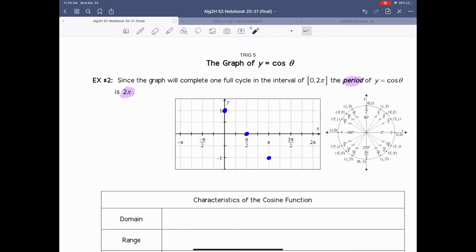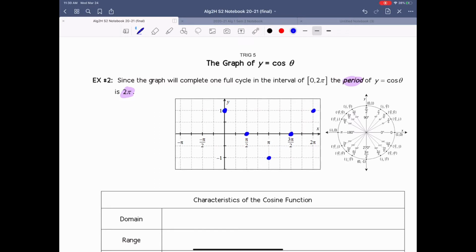Next up, we have 3 pi over 2. 3 pi over 2 has a terminal side right here. The corresponding point is 0, -1. Since the x-coordinate is 0, that means that 3 pi over 2 has a cosine of 0. So plot the point 3 pi over 2, 0. Last but not least, we have 2 pi. And 2 pi just brings us back to the starting point, which has a corresponding point of 1, 0. So since the x-coordinate is 1, that means that the cosine of 2 pi is just 1.